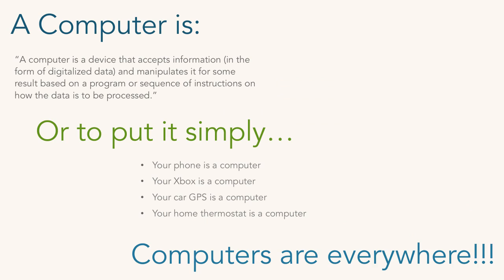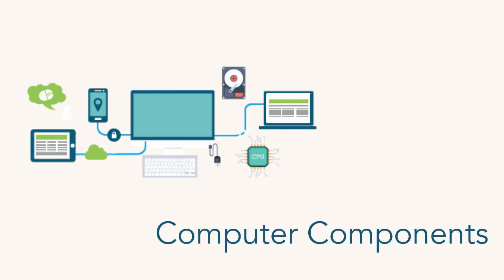They're all around. So the official definition of a computer is that it's a device that accepts information in the form of digitized data, then it manipulates it for some result based on a program or sequence of instructions on how the data is to be processed. All right, well, that's a little confusing, but what does that really mean? Well, to put it simply, your phone is a computer. Your Xbox is a computer. Your car's GPS is a computer. Heck, even the new thermostats, the one I have in my house anyways, it's a computer. They're all made up of the same components, and they are everywhere.